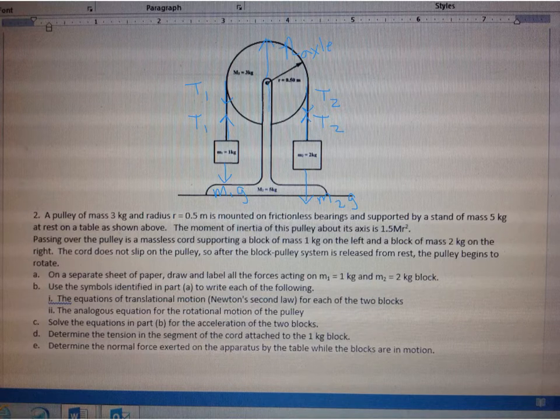And we will also have the weight of the pulley wheel. We will also have some forces acting on the base, which we'll talk about later on. So for part B, it asks us to use the symbols from our free body diagrams to come up with equations for the translational motion for each of the two blocks and the rotational motion of the pulley wheel, and we'll do that on the next page.